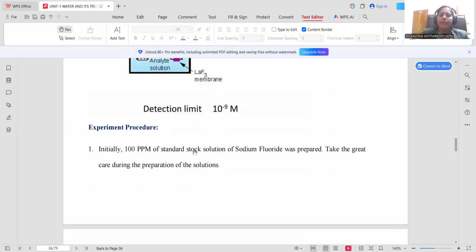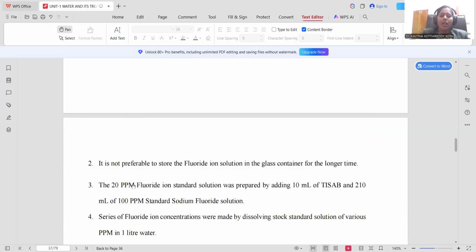Initially, a 100 ppm standard stock solution is prepared, as we already know how to prepare that solution. Earlier we discussed it. Take great care during the preparation of the solution. The sodium fluoride solution you are preparing is the standard solution, that is the stock solution.